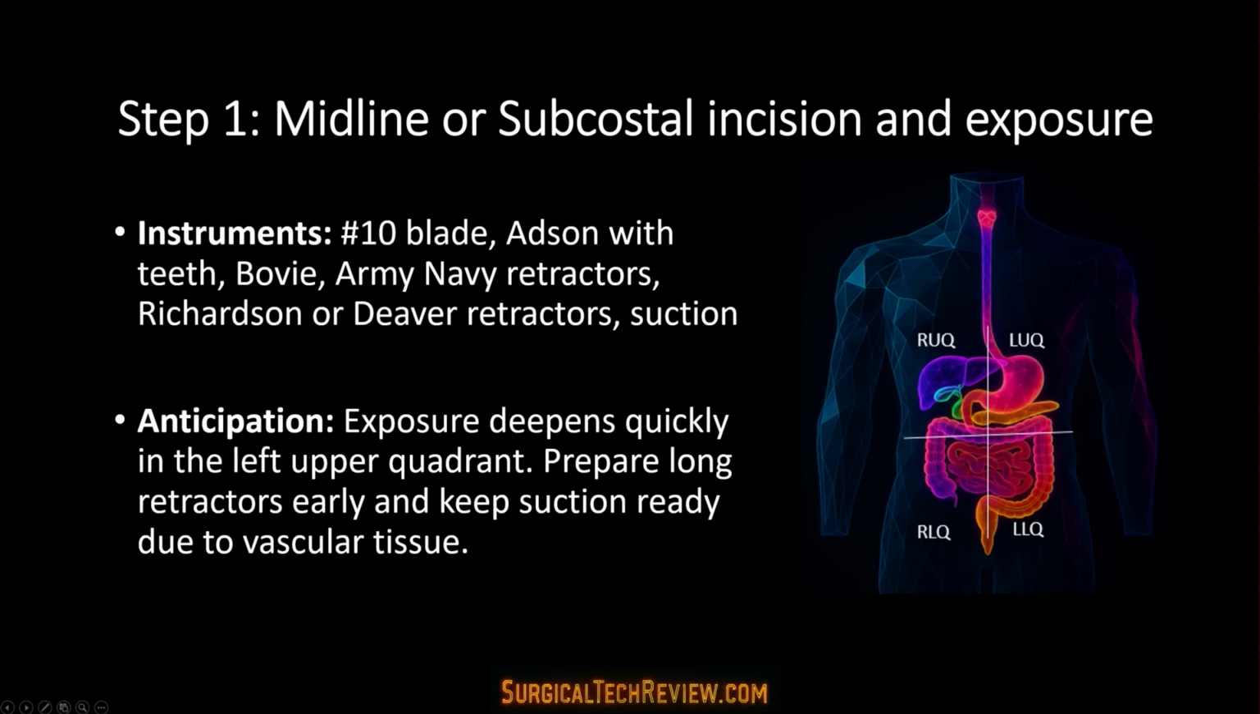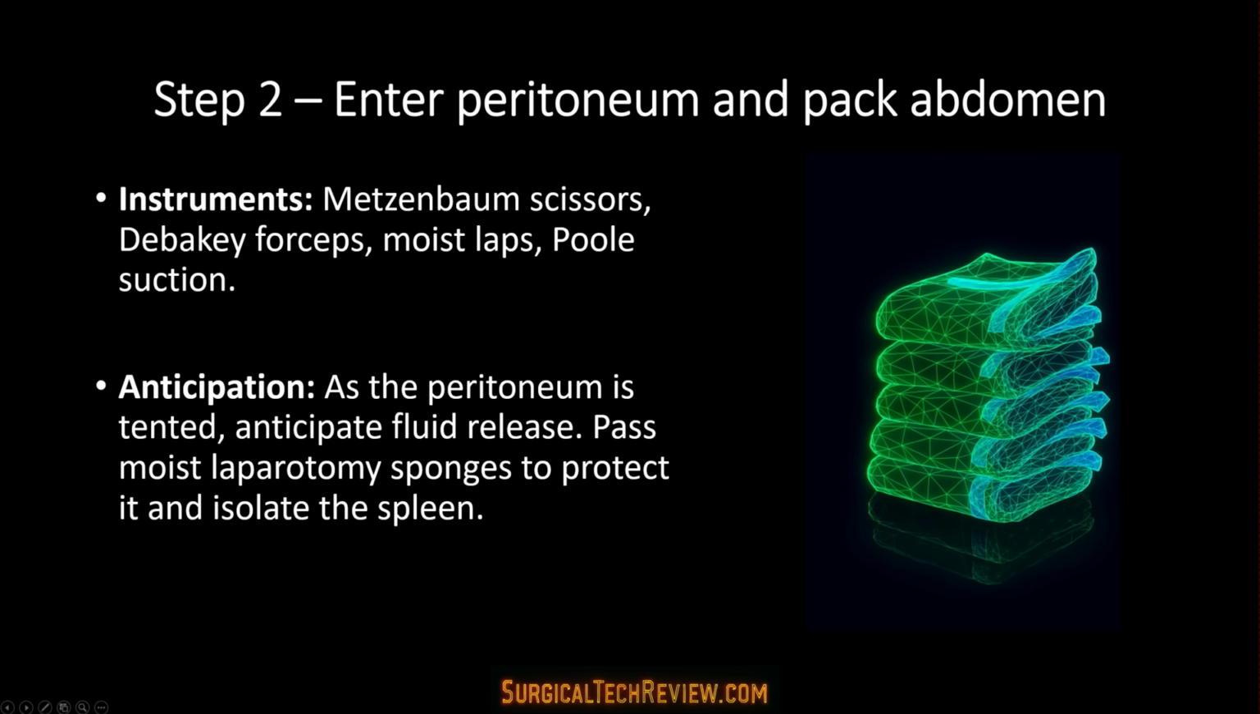After the incision, exposure deepens quickly in the left upper quadrant. Long retractors and suction should be ready early due to the depth and vascularity of the area. Step 2. Enter peritoneum and pack abdomen. Once the peritoneum is opened, fluid may be released. Moist laparotomy sponges are used to pack and protect surrounding organs while isolating the spleen.